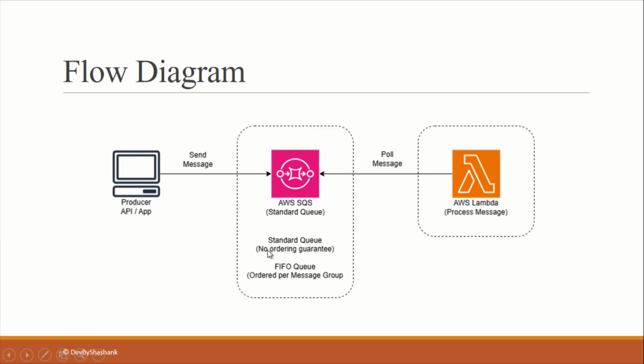Standard queues provide best effort ordering and can deliver messages more than once. FIFO SQS guarantees strict ordering and exactly once processing based on message group ID. Guys, we'll see this difference directly in the live demo. So let's go to the AWS console and see the difference.